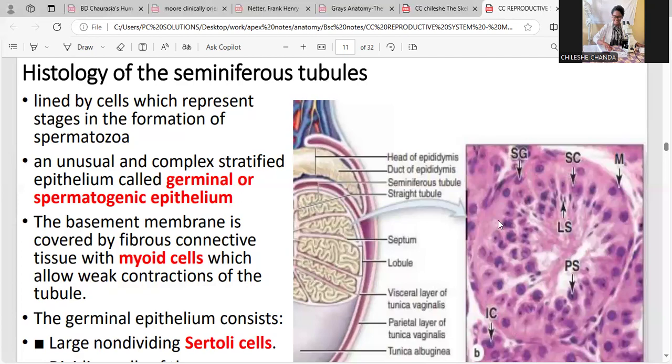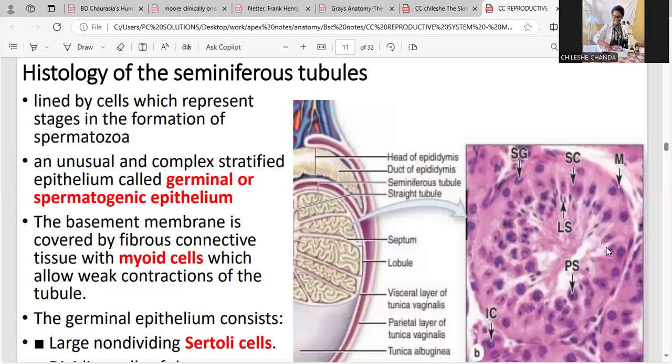So we have this lining. This is called the germinal epithelium, or spermatogenic epithelium, because this is where maturation of sperms occurs. It is made up of this layer. Obviously, there's a small basement membrane, and then there is this epithelial layer.